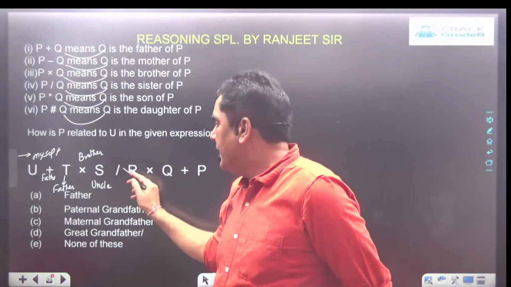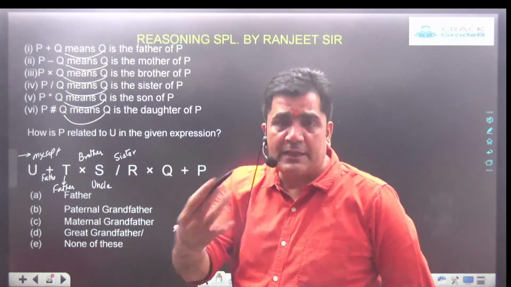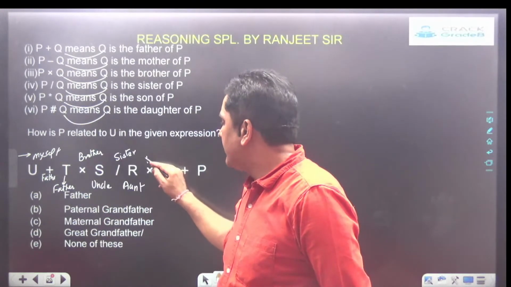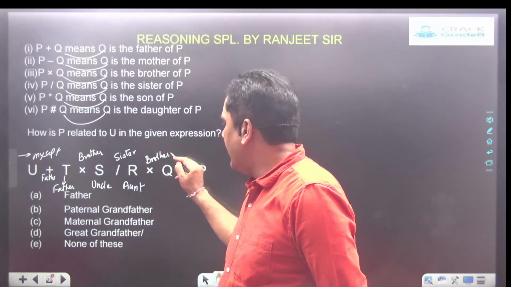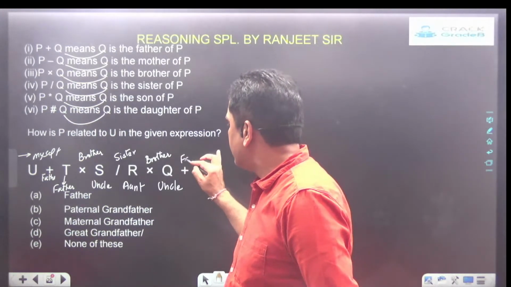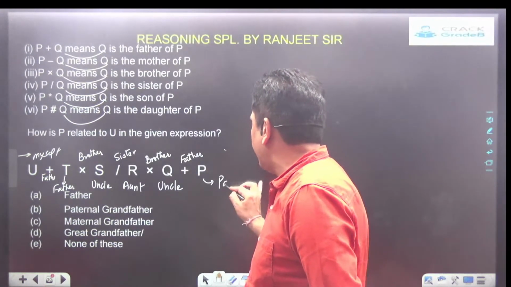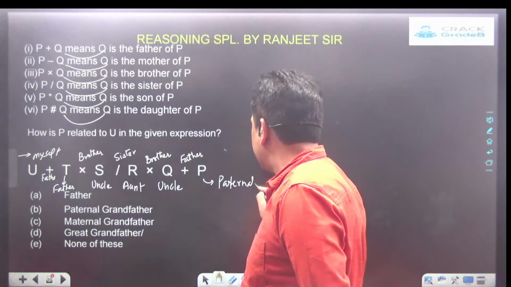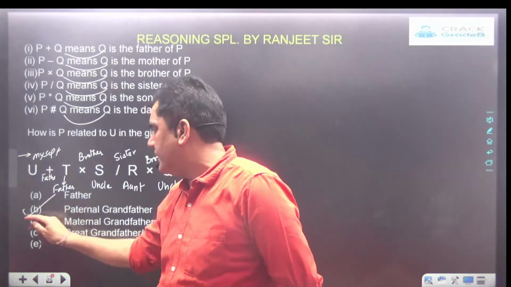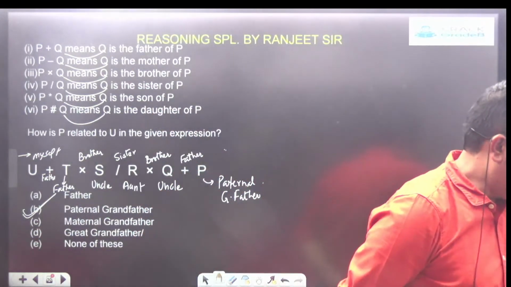Next one, my uncle's sister. My uncle's sister is nothing but my father's sister, and that will be my aunt. Next one, my aunt's brother. My aunt's brother again becomes my uncle. And next one, my uncle's father is nothing but my father's father, that will be called my paternal grandfather. So the answer is B. Clear?